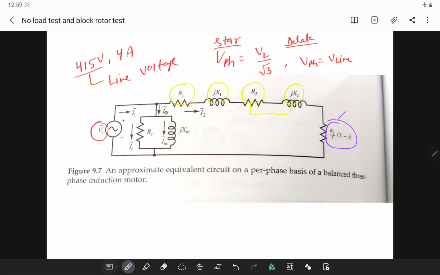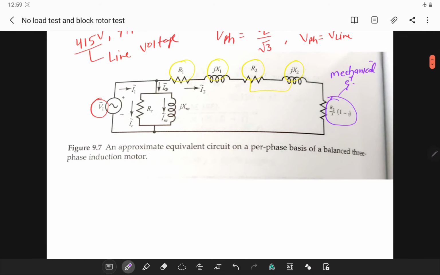I will write it for you, that is mechanical equivalent resistance, because the motor is converting electrical energy into mechanical energy. So by some assumptions I am saying that this is mechanical equivalent resistance. This is the per phase diagram of three phase induction motor.